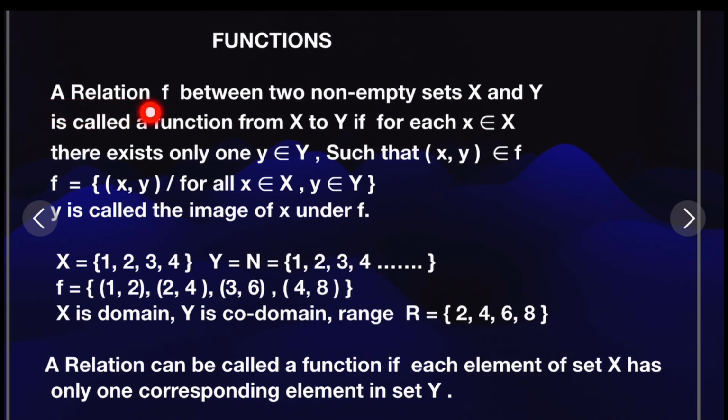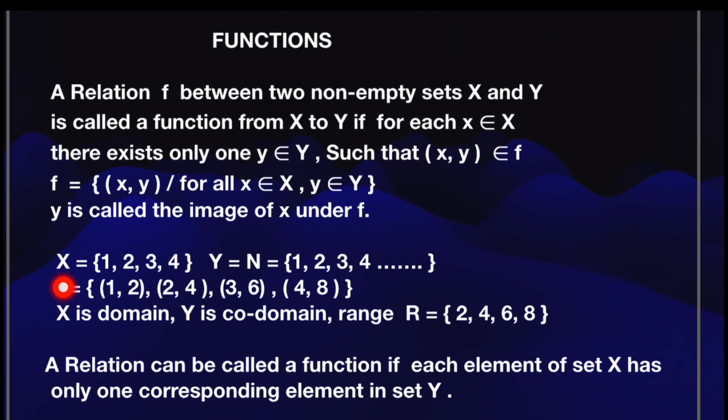Definition. A relation f between two non-empty sets X and Y is called a function from X to Y if for each x belonging to set X, there exists only one y belonging to set Y such that the ordered pair (x, y) belongs to f. F is equal to the set of all ordered pairs (x, y) for all x belonging to X and y belonging to Y. Y is called the image of x under f.